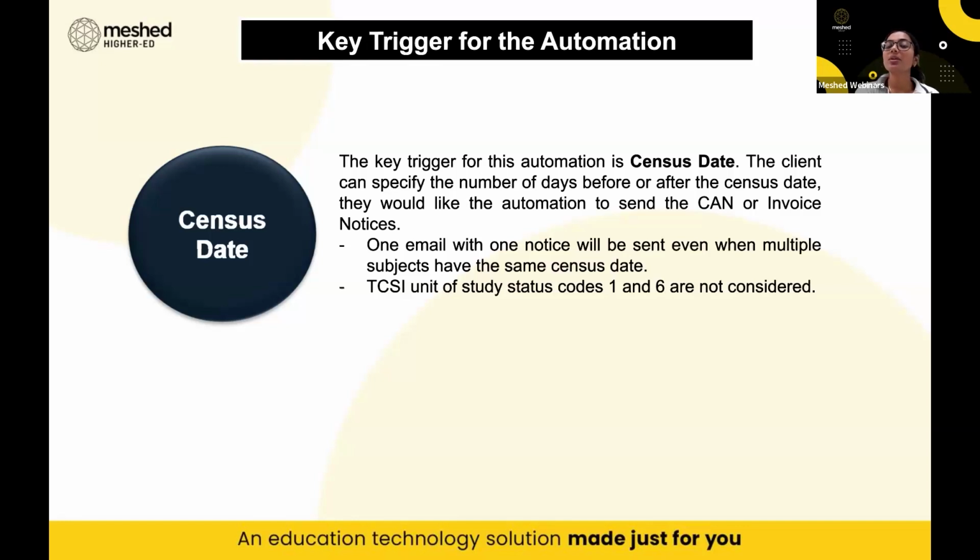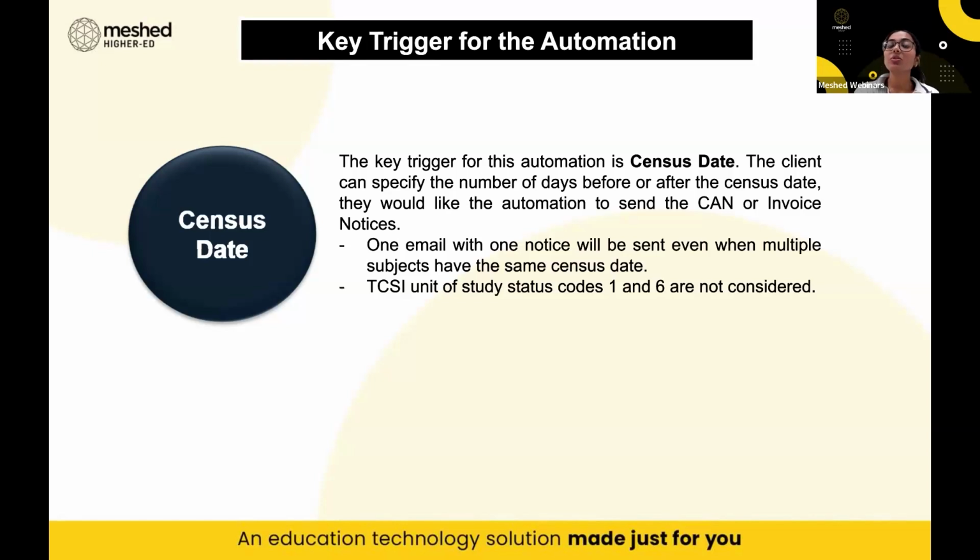The clients can specify the number of days before or after the census date they would like the automation to send the CAN or invoice notices to the students. Ideally, it can be based on the guidelines that we have talked about before, which are based on departmental guidelines. However, as a provider, you are free to provide your own timelines for the system to be configured.